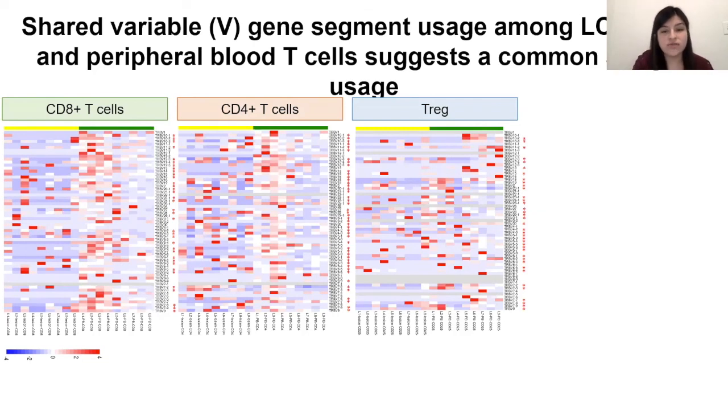Next, we assess the frequency of each TRBV gene segment among the lesion and blood of our patients. And this is represented by the heat map shown here. We found that several V beta gene segments shared a high frequency in both the lesion and blood of multiple patients. And these gene segments are indicated by the red asterisks. Next, please.